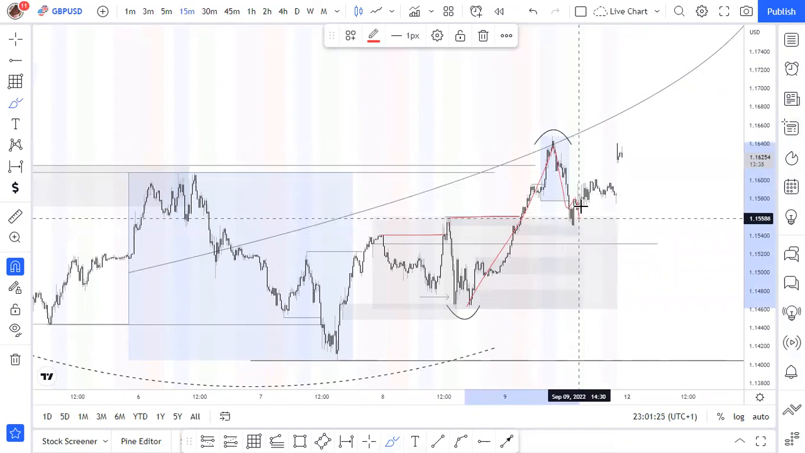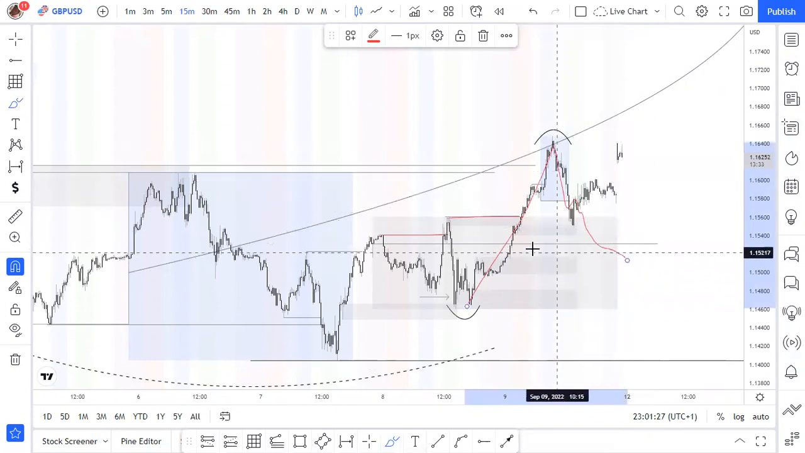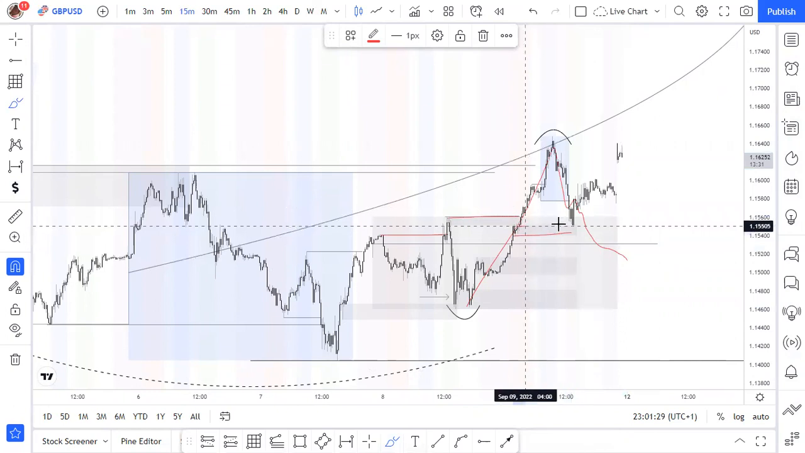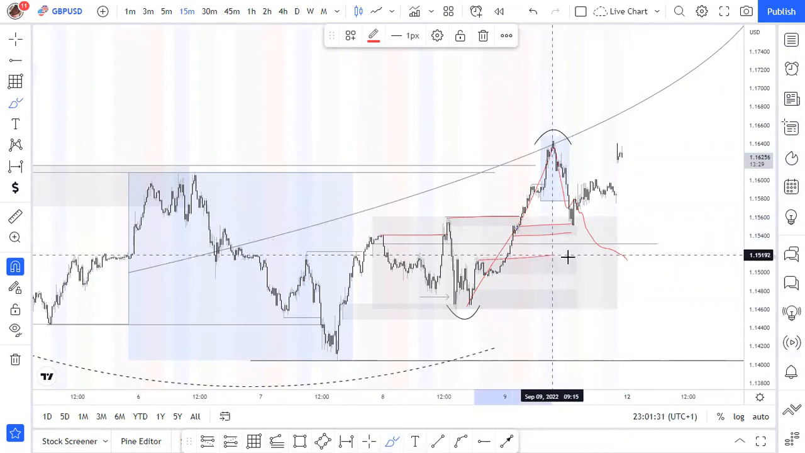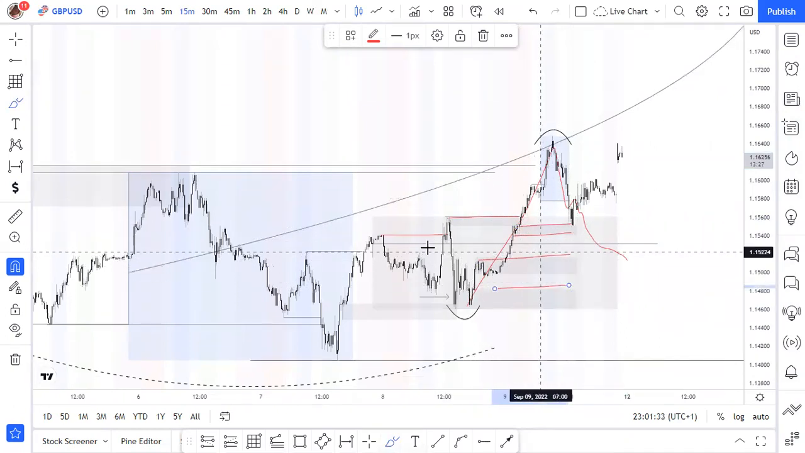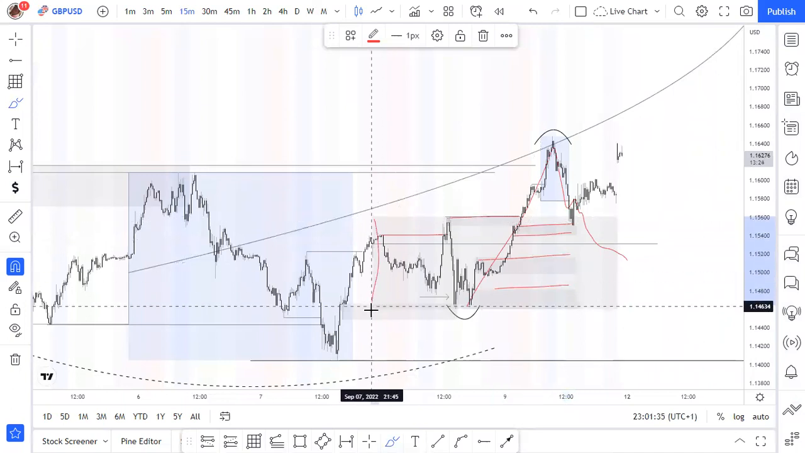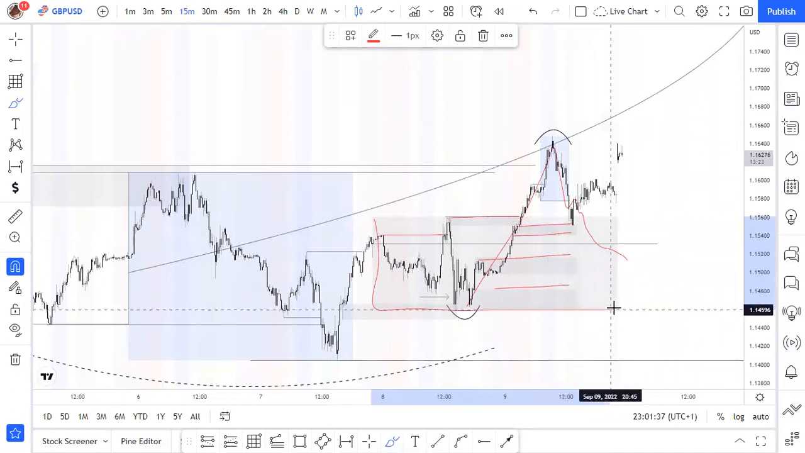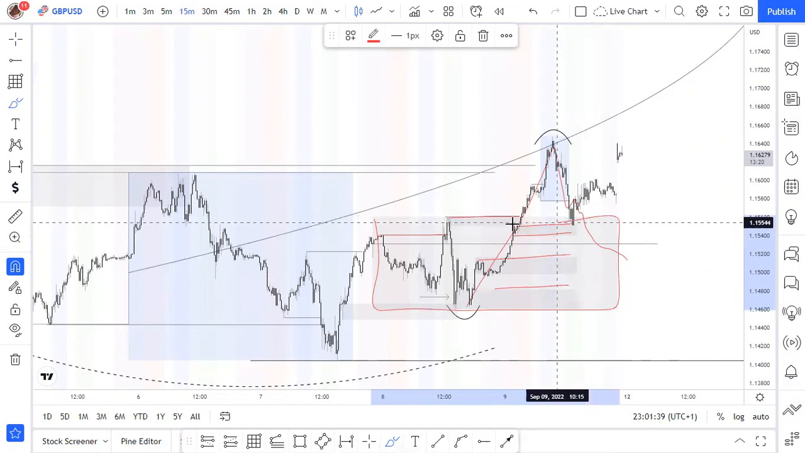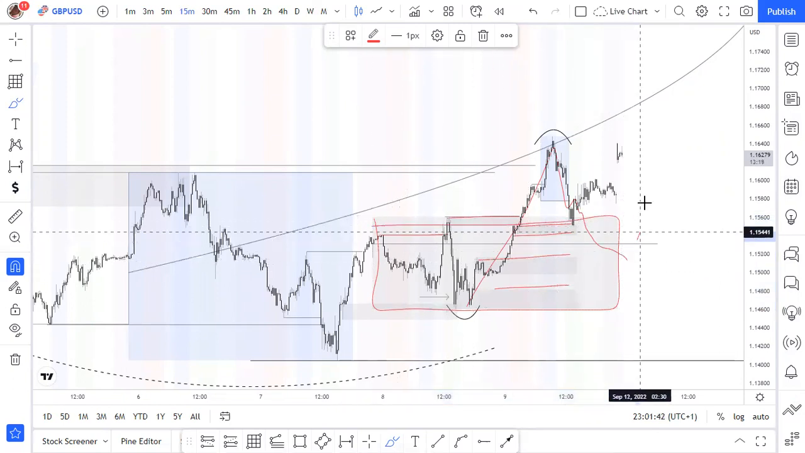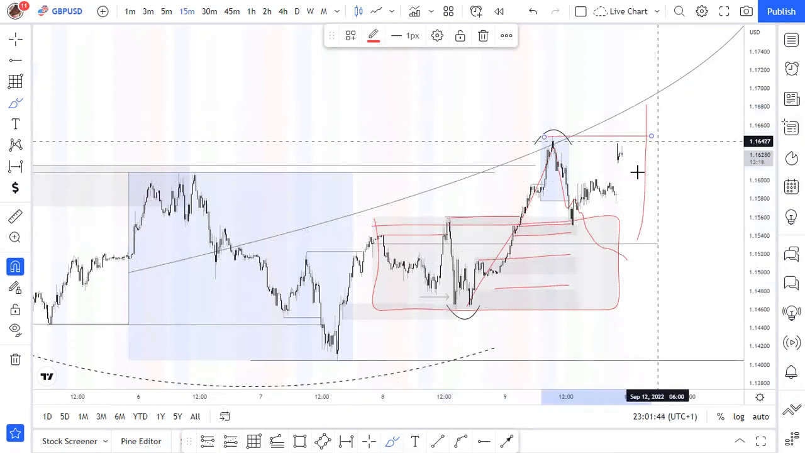So we want to see that 15 minutes pullback maybe into this zone here or this one or this zone here, just into anything within this daily demand zone, and then we can look for that continuation.